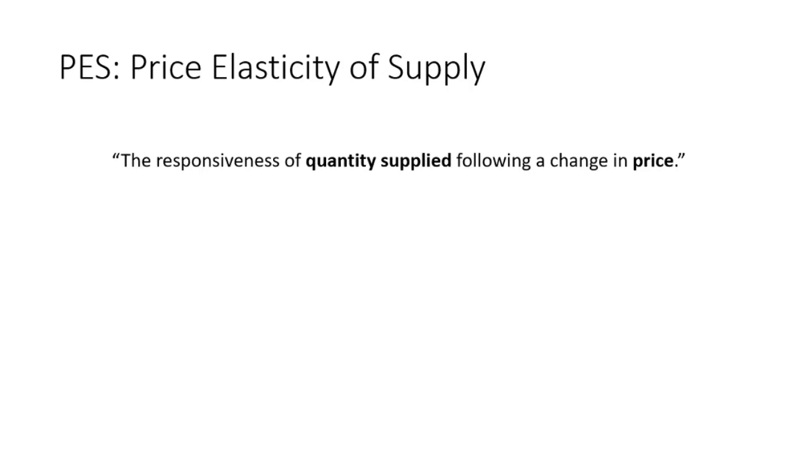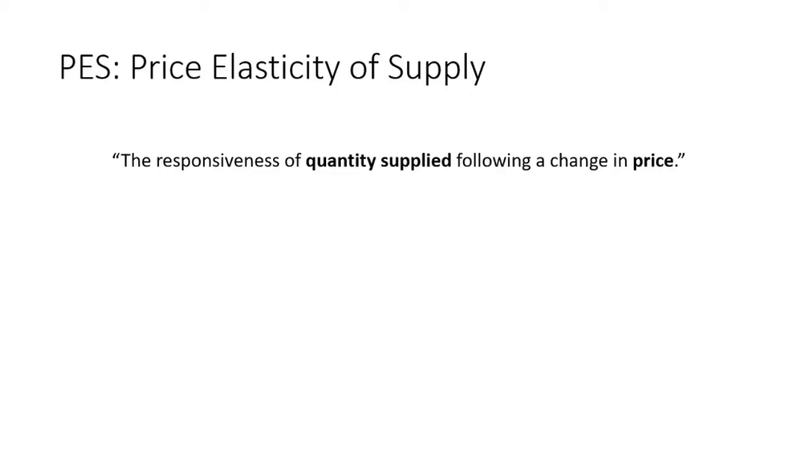So price elasticity of supply, because it is a type of elasticity, is, like the other elasticities that we've looked at, a measurement of responsiveness. And because it's price elasticity of supply, the variables we're interested in are the responsiveness of quantity supplied following a change in the price for that product. So really what we're saying is that if the price of the product changes, how quickly and how much do suppliers react to that price change and therefore change the amount that they're supplying.